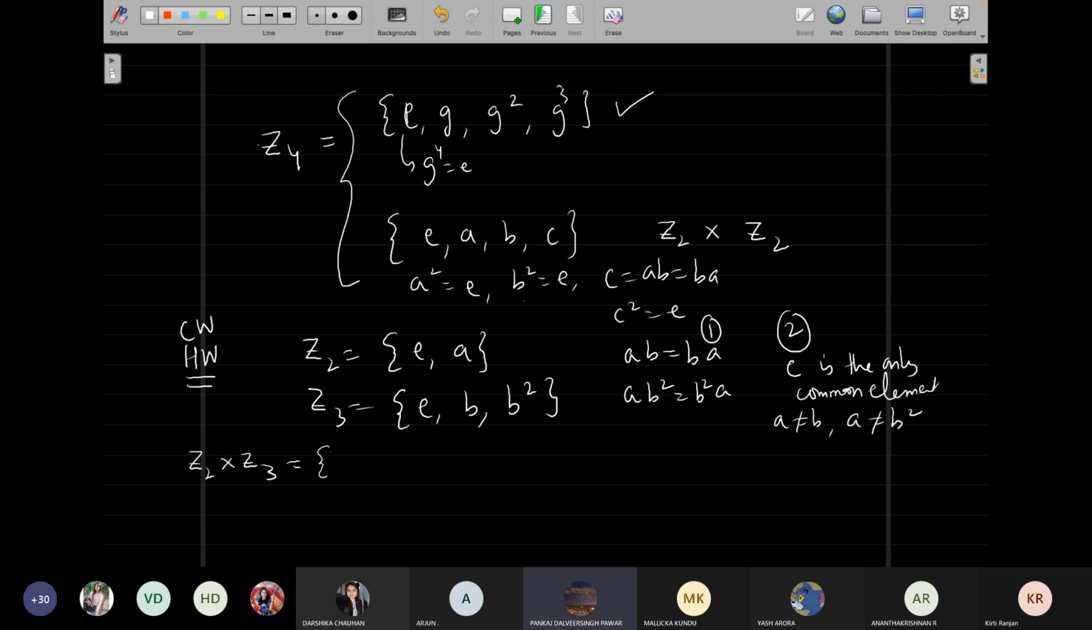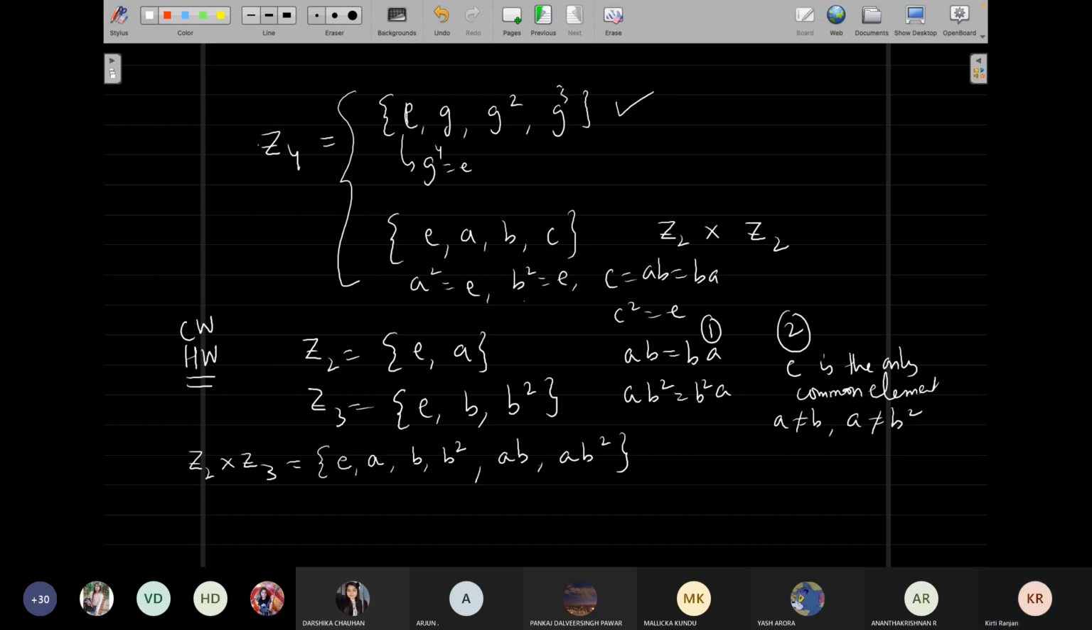So B, okay, let me write B square. E, A, B, B square. That will come naturally. AB, AB square. How many elements have you found? 6. You have formed 6 elements, and since they are commutative, I do not need to form anything other than that, right?